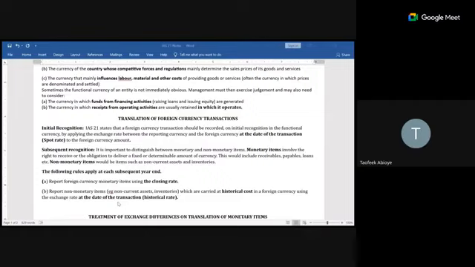So IAS 21 says that when the asset is a monetary asset, there is something you will do. But when it is not a monetary asset, there is something else you are going to do. So now let's pick it one after the other. What are monetary assets or monetary items? This is an asset that gives you a right to receive or deliver a fixed amount of currency. Examples are receivables, cash, bank, payables, loans, etc.